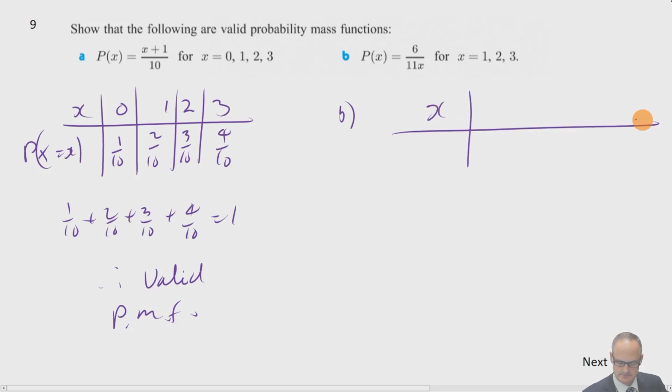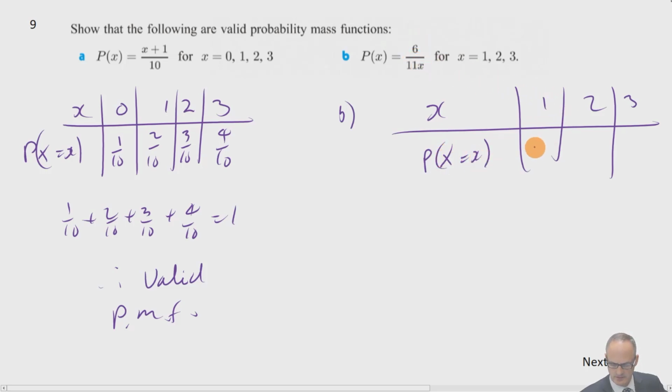X, 0, 1, 2, 3. Oh no, we don't have 0 this time. Let's just rub that out because it only has 1, 2, and 3 as our values. So probability that X equals x. So when x is 1, the probability that our random variable will equal 1 is 6 over 11. When it equals 2, it will be 6 over 22. When it equals 3, it will be 6 over 33.